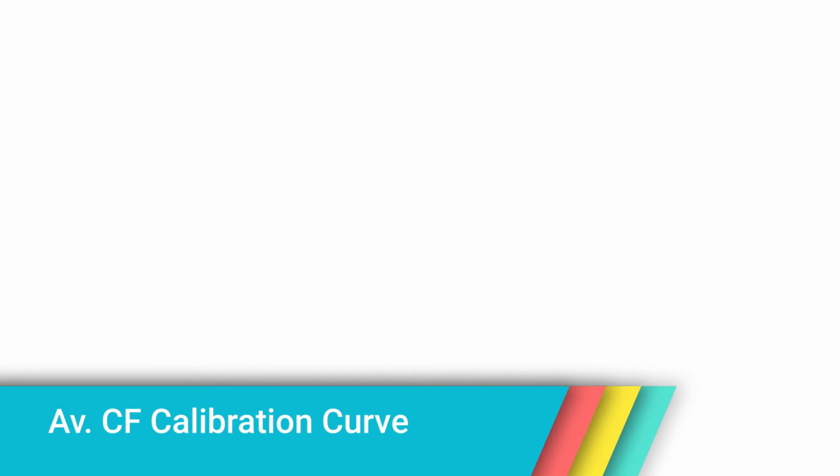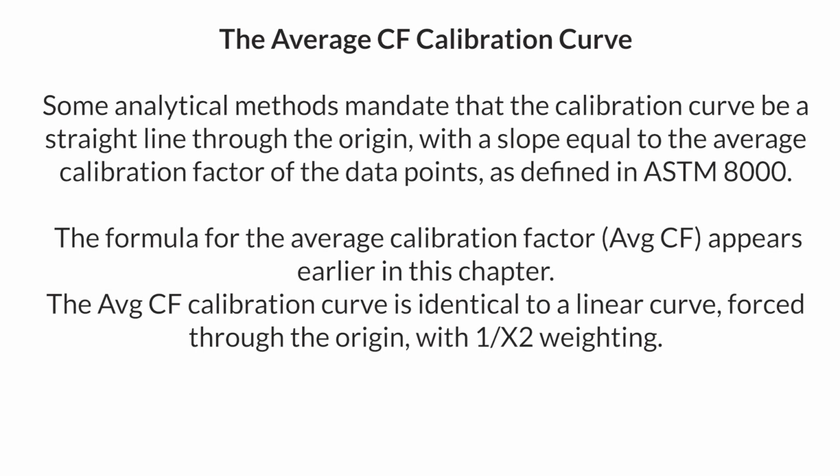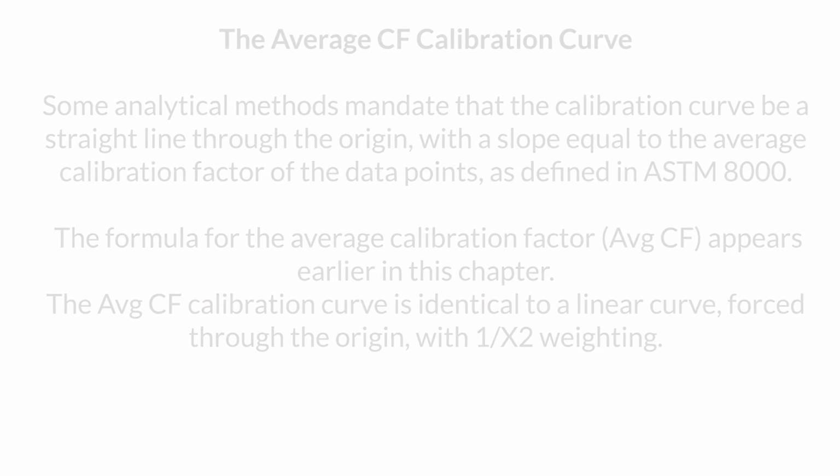The average CF calibration curve. Some analytical methods mandate that the calibration curve be a straight line through the origin, with a slope equal to the average calibration factor of the data points, as defined in ASTM 8000. The formula for the average calibration factor appears earlier in this chapter. The average calibration factor calibration curve is identical to a linear curve, forced through the origin, with 1/x squared weighting.